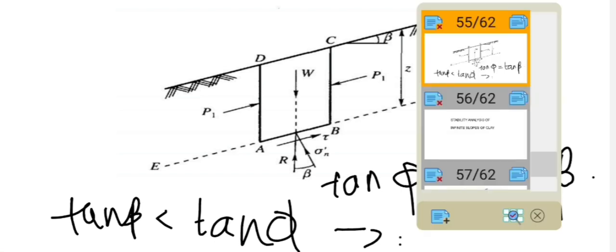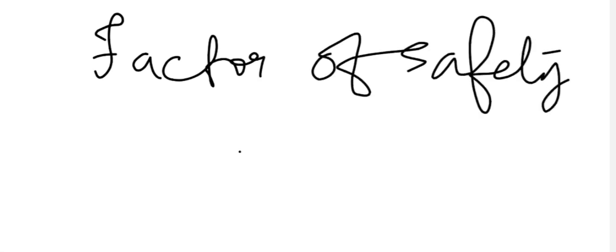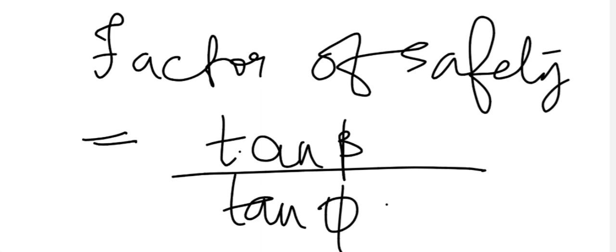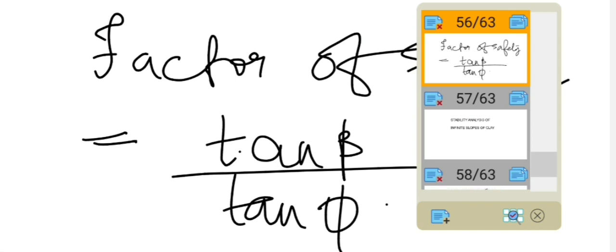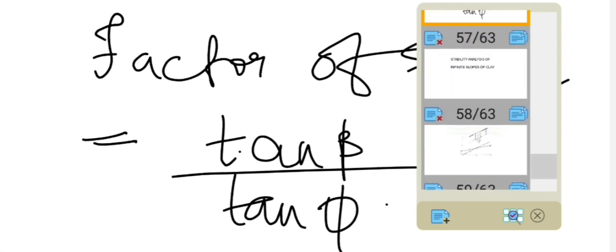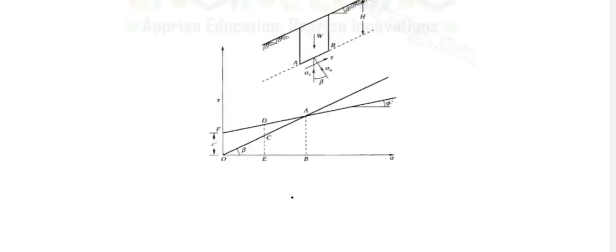And now based on this we can get a factor of safety, which is given by tan phi divided by tan beta. So I think now you have got clear about how we analyze. So we have seen the analysis of infinite slope in case of sand.